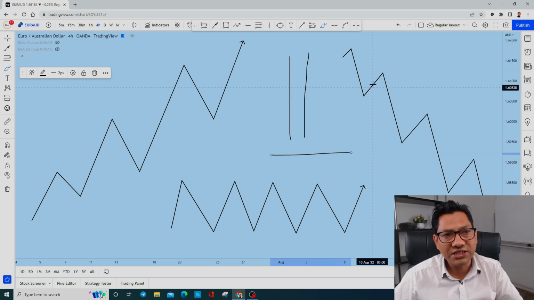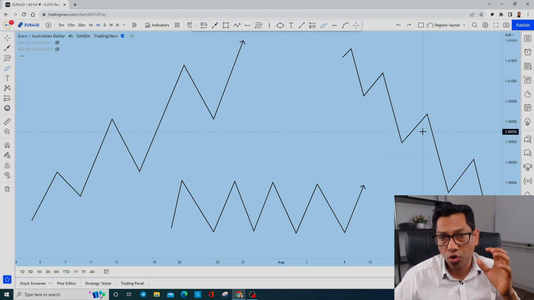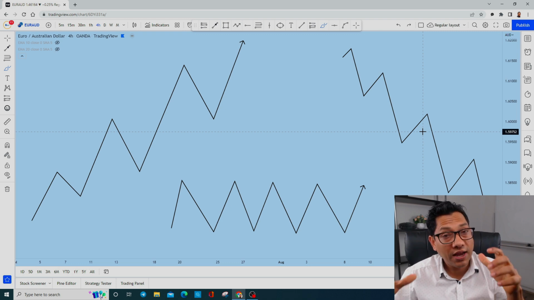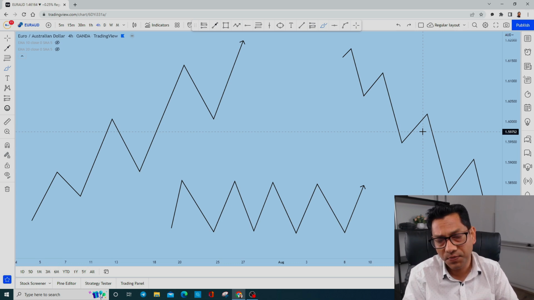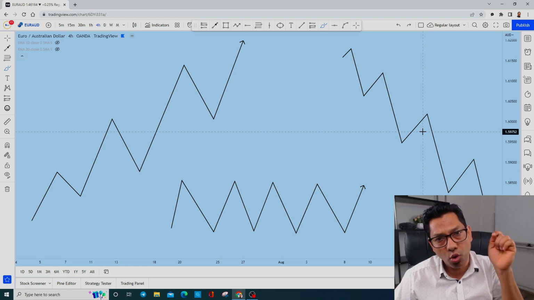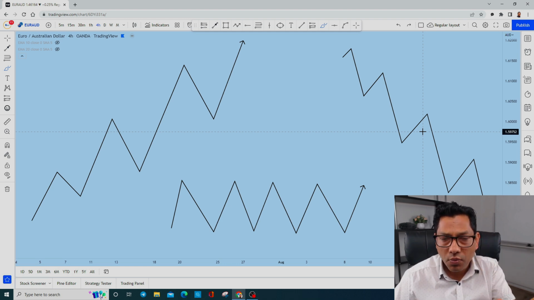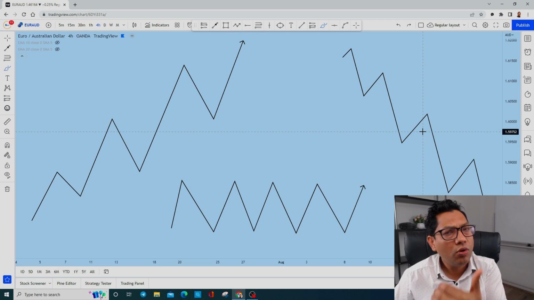So to understand who is in control in the market, because either if you want to buy or sell, the first thing you need to know is whose market this is. To know that, you need to understand whether this market is going down, going up, or moving sideways. So how do you know that?